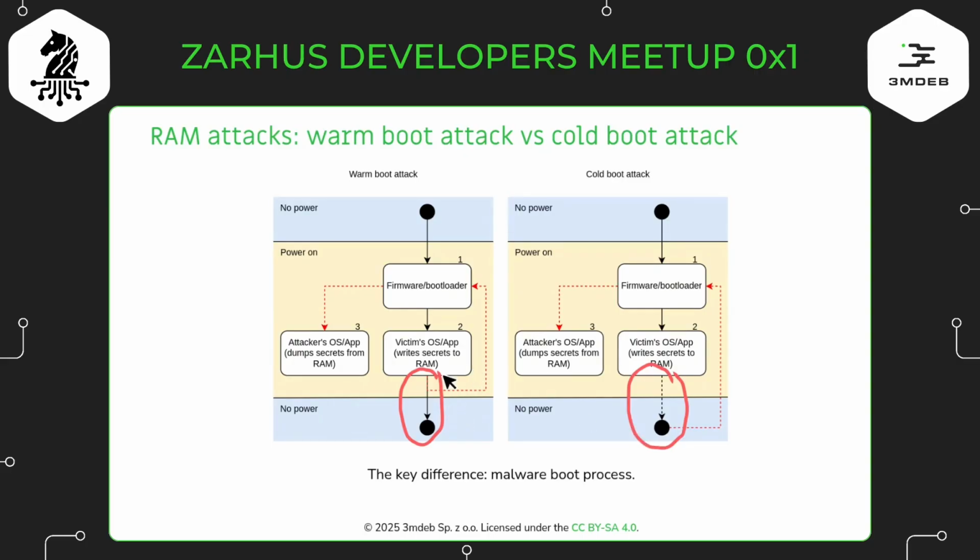This is a prerequisite for a warm boot attack. That is, we are, for example, doing a reboot, systemctl reboot, and then we are booting without turning off the power. We are booting back to firmware and bootloader, and then we are booting the attacker's OS or application. This application will do the attack. It will search the RAM, it will dump the RAM, and it will check out our secrets in RAM.